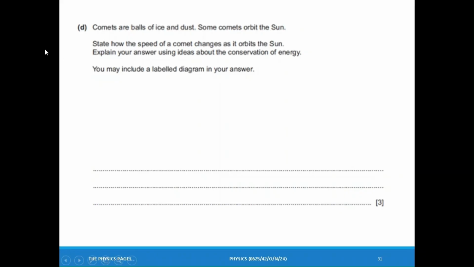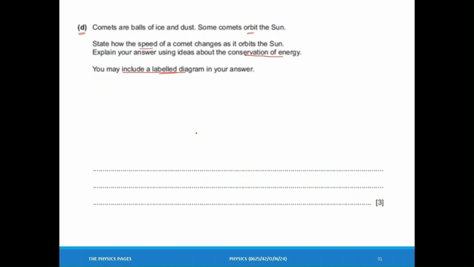The last part of question 11 is D. Comets are balls of ice and dust. Some comets orbit the Sun. State how the speed of the comets changes as it orbits the Sun. Explain your answer using the ideas about the conservation of energy. You may include a labeled diagram.